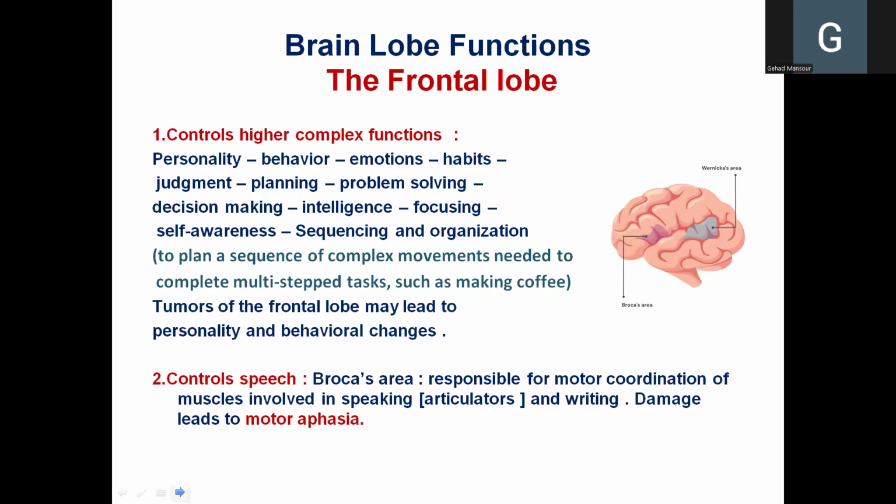And now on the following slides, we're going to discuss functions of the different lobes of the brain. So if I ever ask you about the functions of the frontal lobe, you would say these two broad functions: controlling higher complex functions in human beings, and of course, we are talking about human beings because it's human biology, but this applies also to other mammals, and controlling speech. Okay, so these are the two main functions, and then there are details under each title.